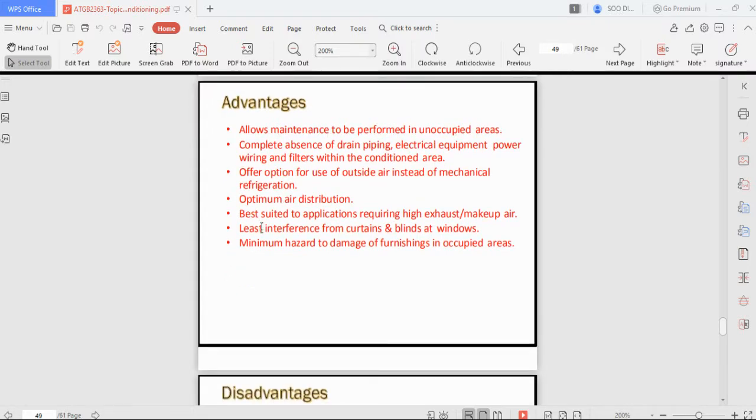So it is best suited to applications requiring high exhaust and makeup air. So this is for a large area. And then least interference from curtain blinds at windows. So you will not make any disturbance to the curtain blind or the window. Then the last is there's no hazard of damage to furnishing in occupied areas. Because you're blowing the air at a very low pressure, although there are changes in air, you are blowing it at a very low pressure and evenly across all the building, so you will not be doing any disturbance or hazard to the area.